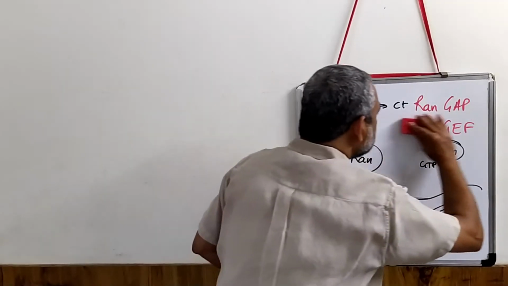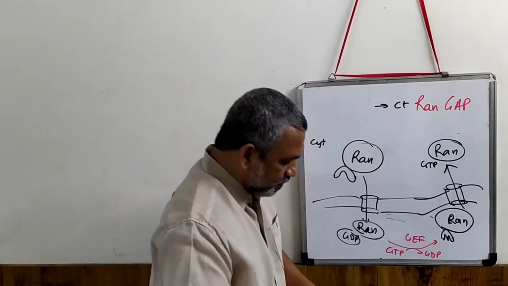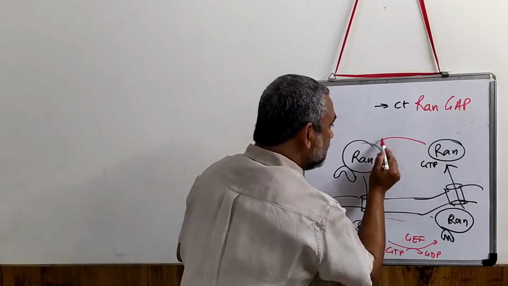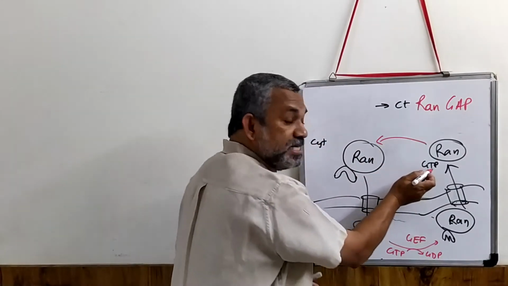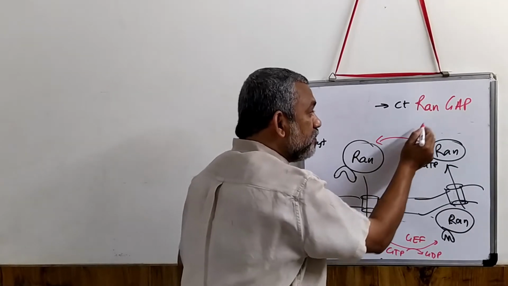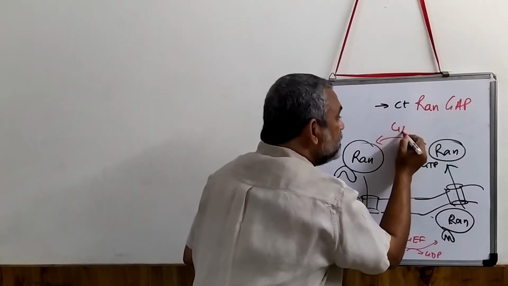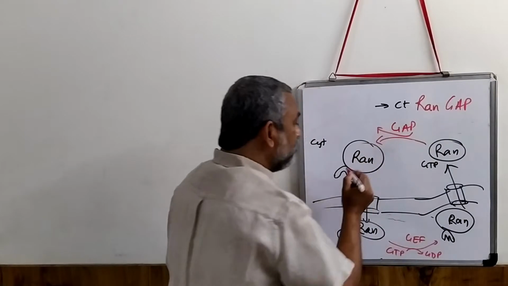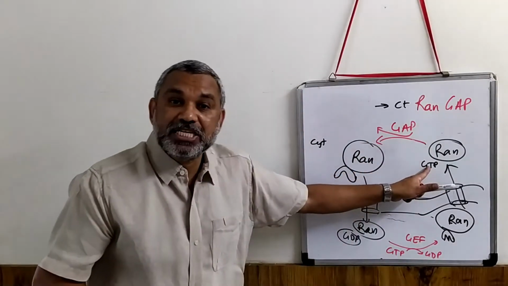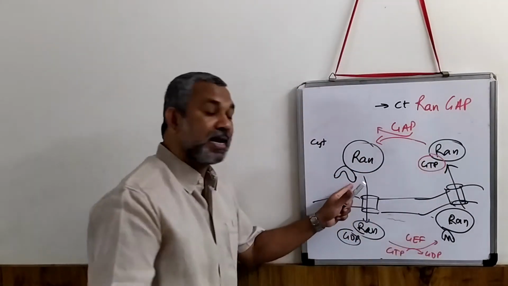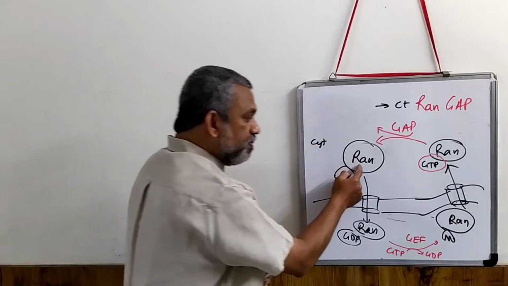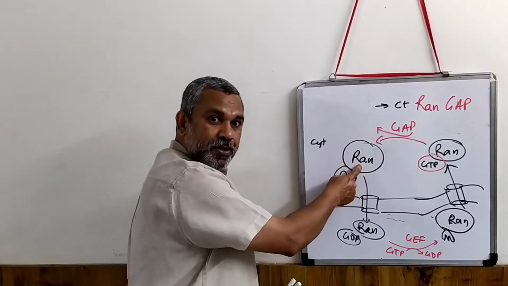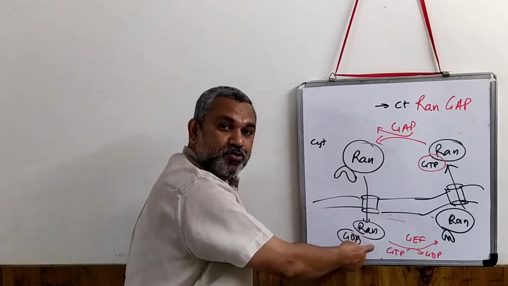Now once the Ran is out with the GTP attached, it has to be converted to Ran-GDP. What is to be done? This GTP has to be converted to a GDP molecule. That is why the GAP enzyme will convert Ran-GTP into a Ran-GDP molecule. Look at the mechanism quickly. We began with the Ran-GDP molecule, and this is transported to the nucleus.